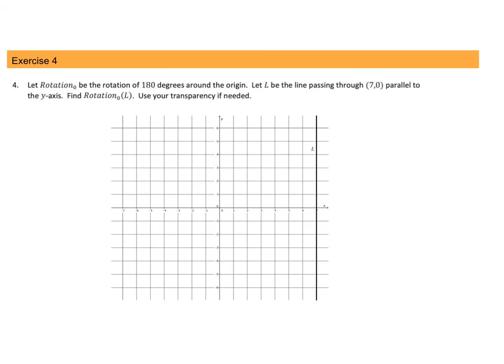Go ahead and try this one out on your own. You're going to rotate this whole line 180 degrees. This is one of the points on this line, 7, 0. So where would the opposite of this line be after we rotated 180 degrees?